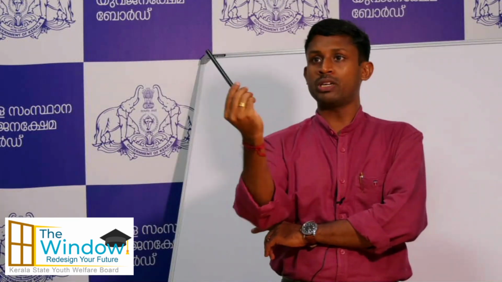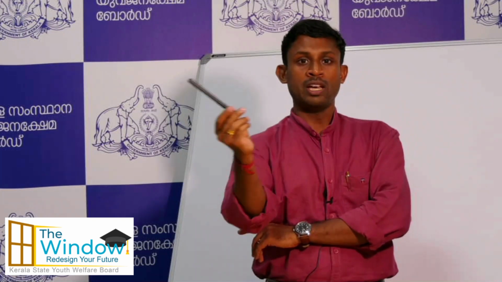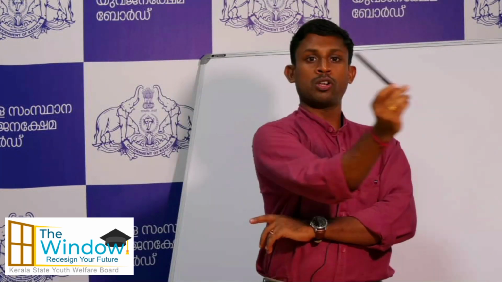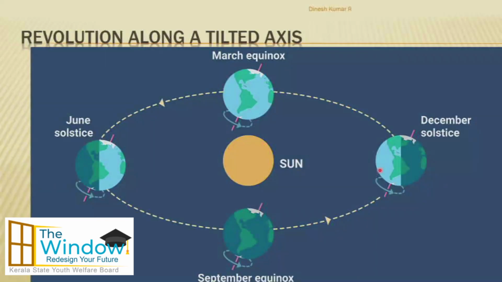That is, it does not move like this. The tilt of the earth does not move like this. The tilt remains like this. When it reaches here, it will also come like this. The tilt remains fixed at every place. Now that is the reason the tilted orbit and the revolution combined give rise to different seasons. What is that? Let us see with the help of slides here.